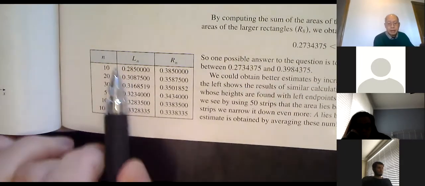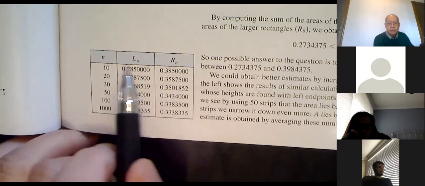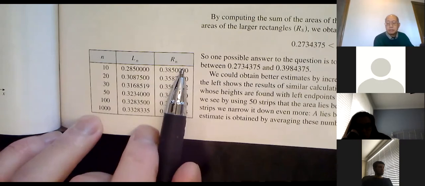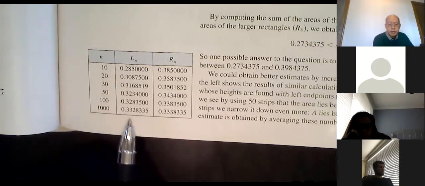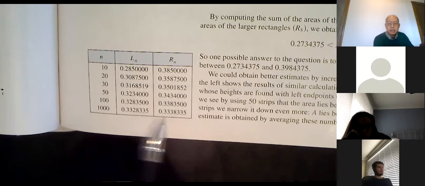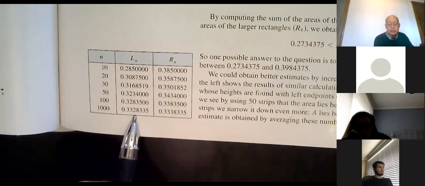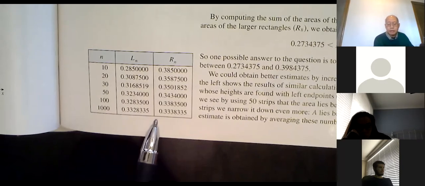So you can see what's happening. N is 30, 0.316, 0.35. But as you go farther down the table, both the left sums and the right sums become closer and closer to the true value. Let's look at 1,000, 0.3328, 0.333, right? It looks to me like the true value is about 0.333, more commonly known as 1/3, right? Maybe the value converges to 1/3.